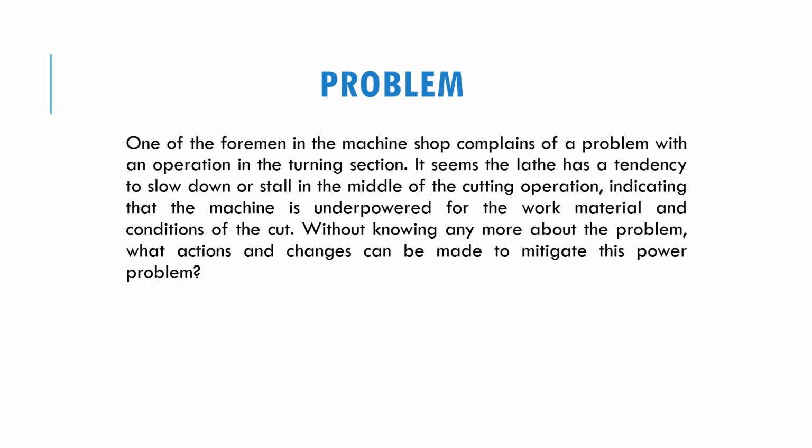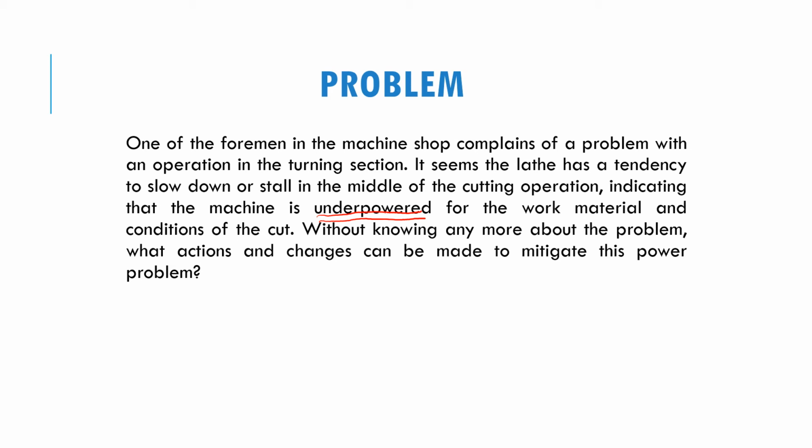So let's see some other problem also. One of the foremen in a machine shop complained of a problem with the end operation in the turning section. It seemed the lathe has a tendency to slow down or stall in the middle of the cutting operation, indicating that the machine is under power. Okay, so under power, not enough power to run the machine for the work material and condition of the cut. Without knowing any more about the problem, what action and changes can be made to mitigate this power problem? It's already given that it is under power. It is not enough power for that kind of material or for the cutting condition.